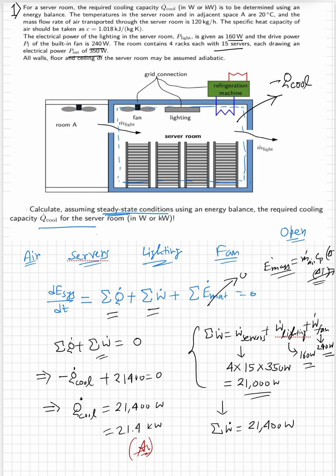And I want to mention a very important point: the negative sign I wrote down here is very important because heat is removed from the server room. And the magnitude you have to write, while writing Q dot cool will be minus 21.4 kilowatt. That magnitude will tell us the required cooling capacity.